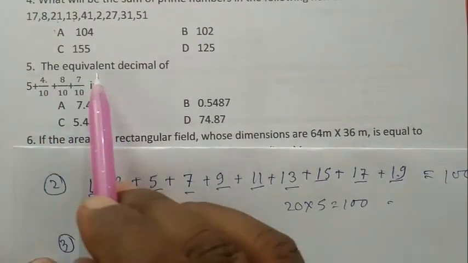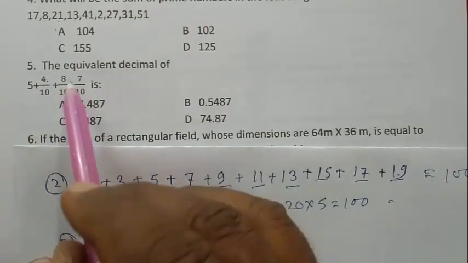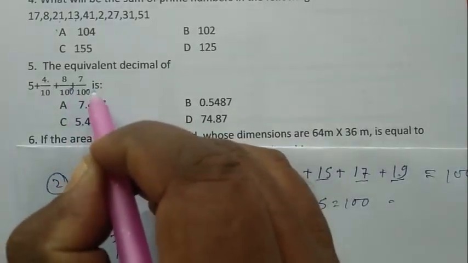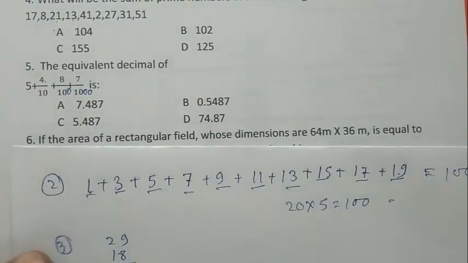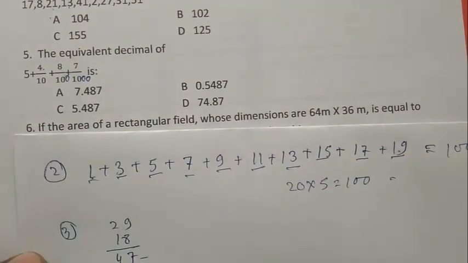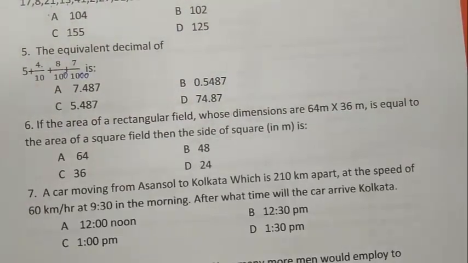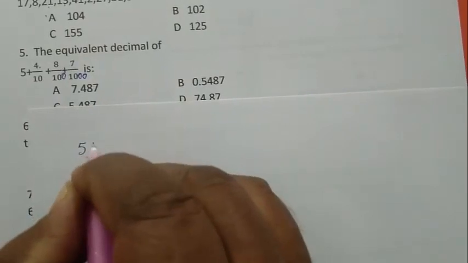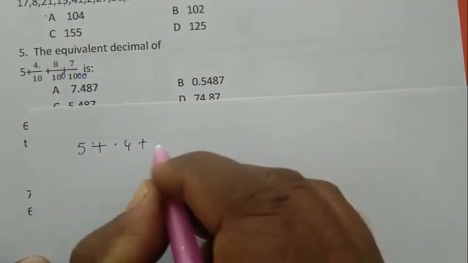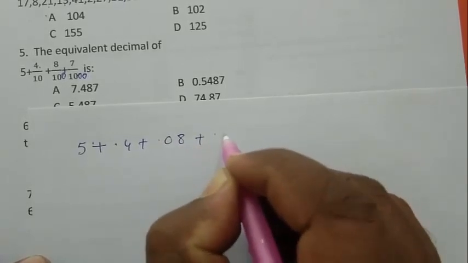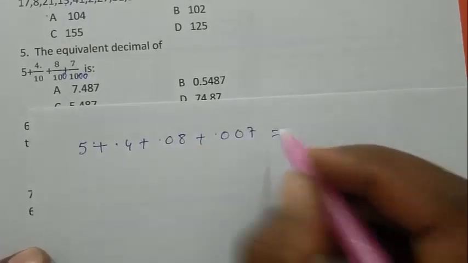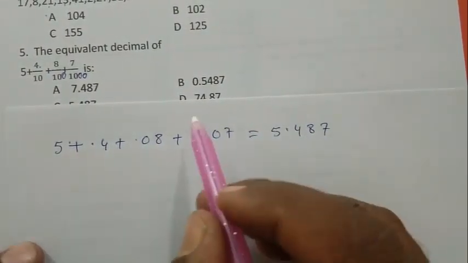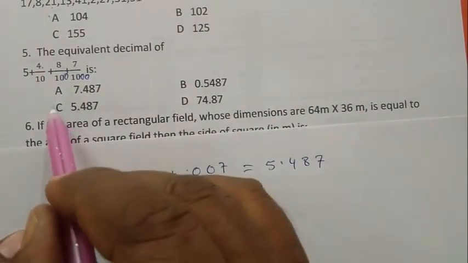Question number 5. The equivalent decimal of 5 plus 4 by 10, 8 by 100 and 7 by 1000. There is a printing mistake, it is not 10, it becomes 100 and thousand. So we have to calculate the answer. First we convert it into decimal. So 5 plus 0.4 plus 0.08 plus 0.007. The sum of all these numbers is 5.487. So C is the right answer.